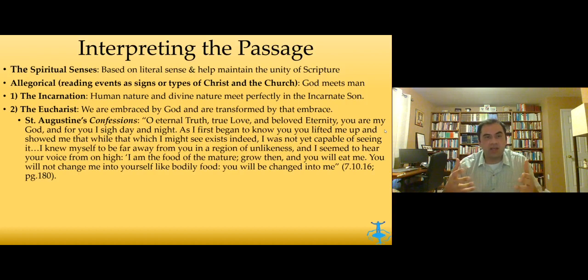And just as Jacob is transformed by this embrace with the divine that he experienced in his wrestling match, he has his identity transformed from Jacob to Israel, the one who struggles or wrestles with God. We are transformed each and every time that we embrace God or allow God to embrace us better in the Eucharist. So Augustine teaches us along these lines in Book 7 of his Confessions.